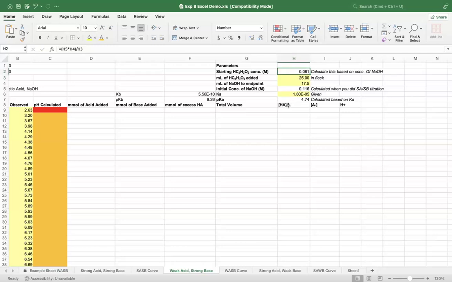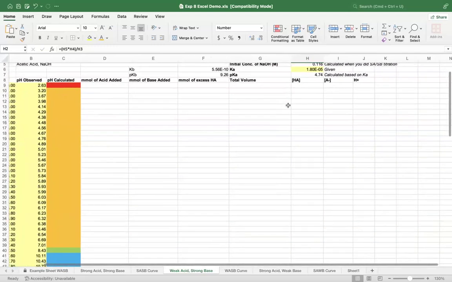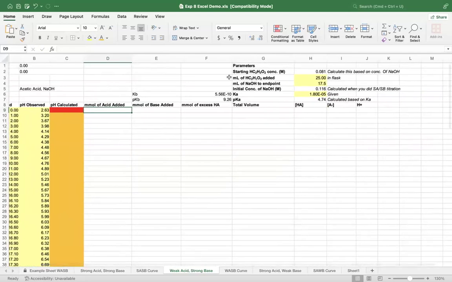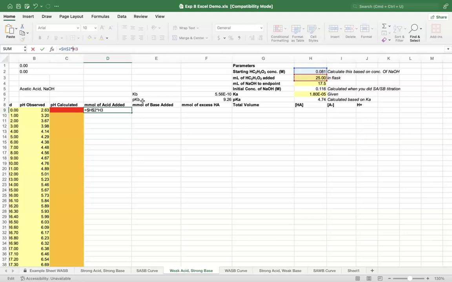We have to fill in these columns, so a lot more of what we did last time. Millimoles of acid, that's just the amount of acid, so we'll say equals the concentration of acid, absolute referenced, times the volume of acid, also absolute referenced. Enter. And this number is the same number all the way down.